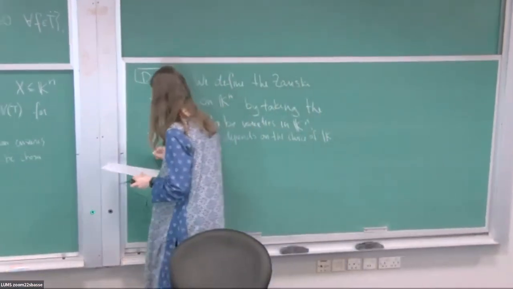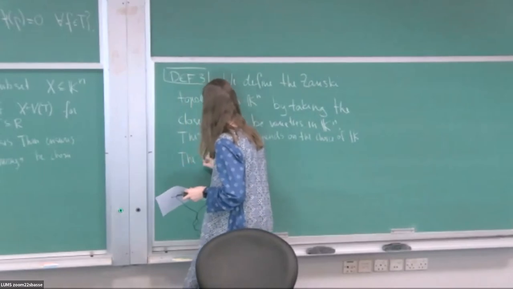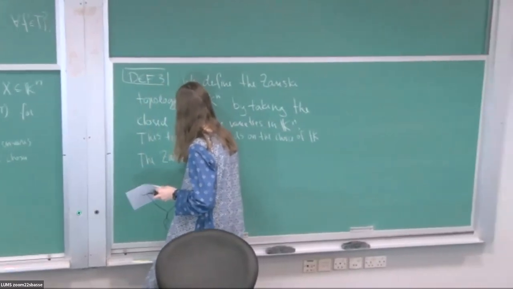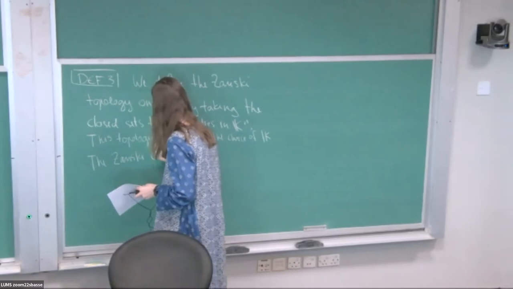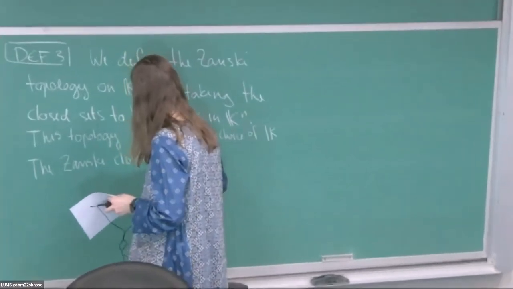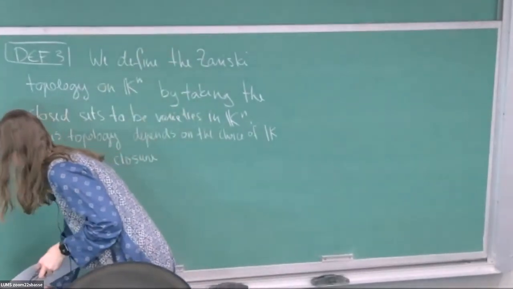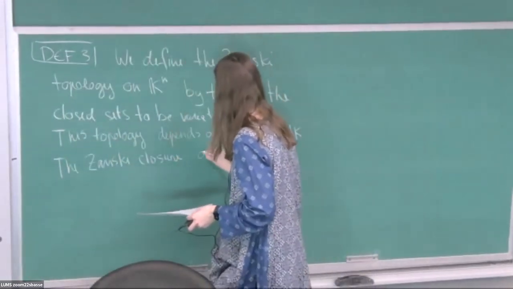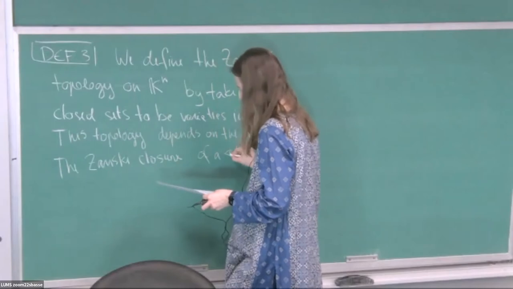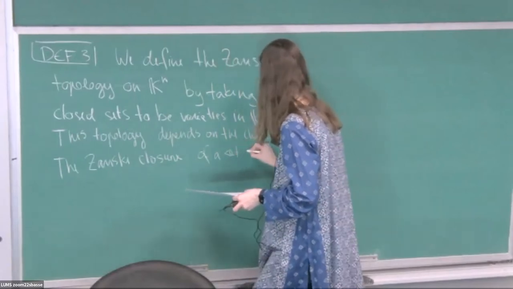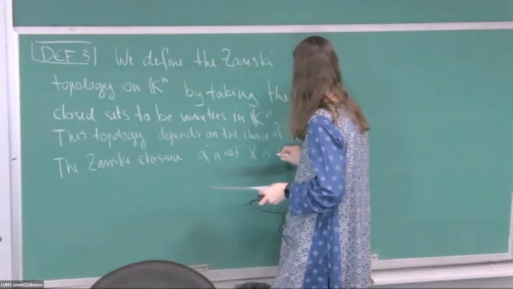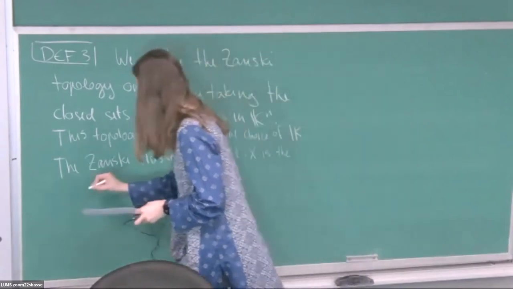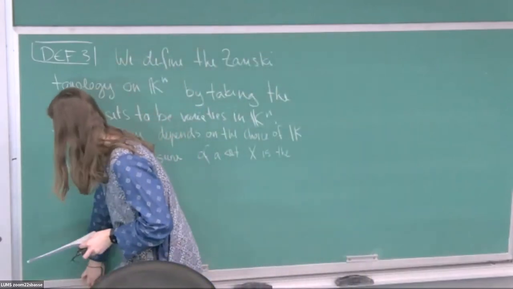And a definition that we need later: the Zariski closure of a set X is the smallest variety containing X.